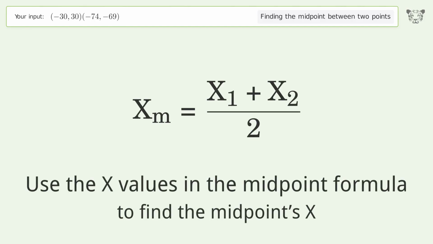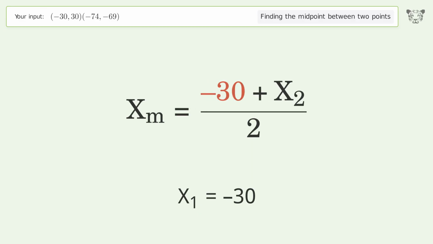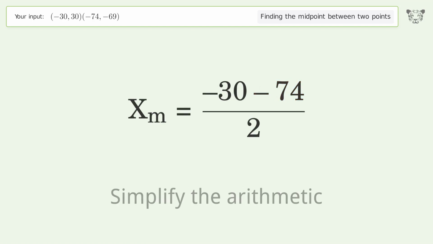Use the x values in the midpoint formula to find the midpoint's x. x1 equals -30. x2 equals -74. Simplify the arithmetic.